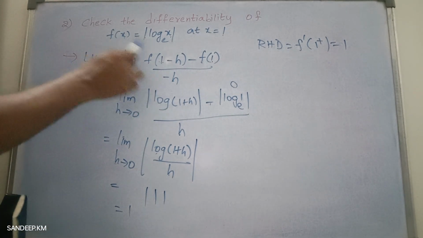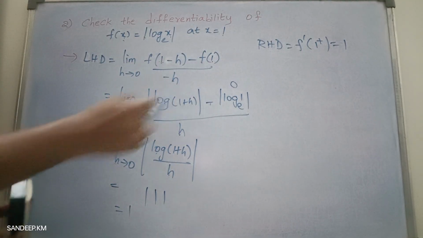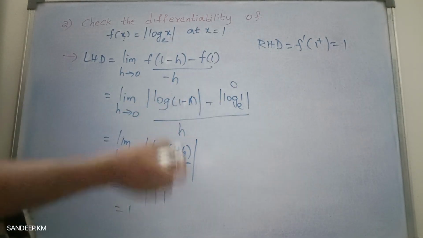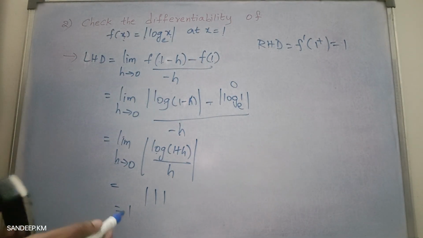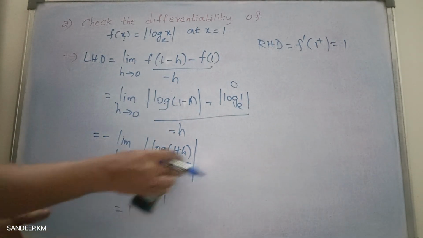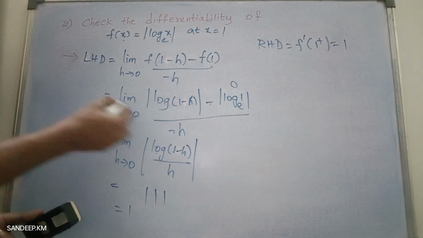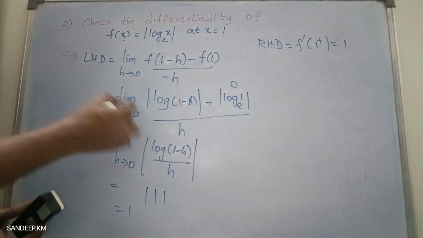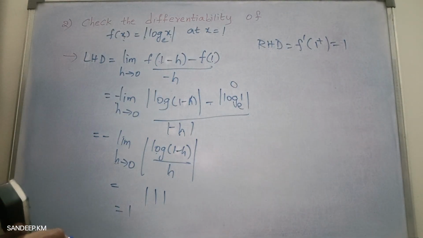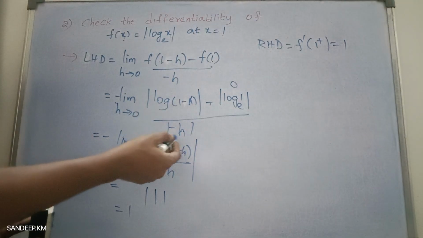So f of 1 minus h, what is f of 1 minus h? Mod of log of 1 minus h, and this is divided by minus h. Dear students, let me take minus outside, and the numerator is mod of log of 1 minus h. Since I took minus outside, here we have only h, and I can write h as mod of minus h. Yes, because mod of minus h is plus h, which is equal to h only. Mod of minus h is h.